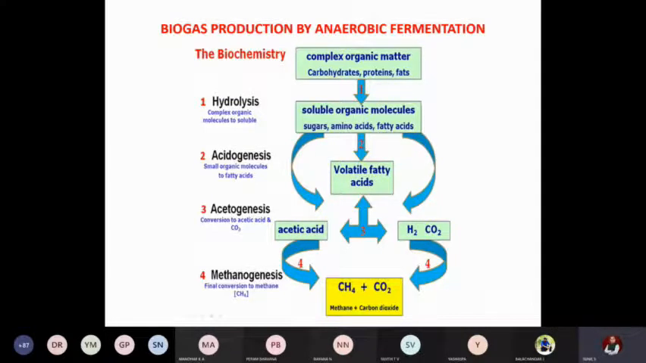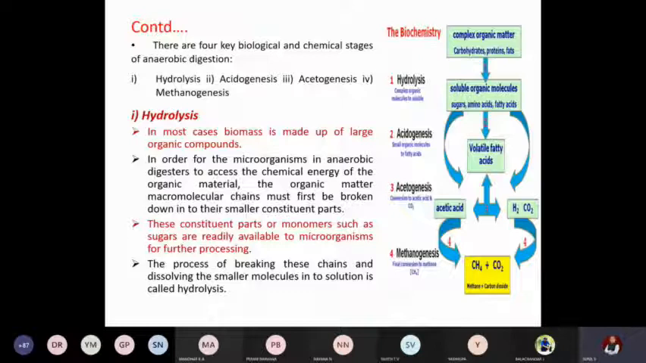Now, first we'll take it step by step. As we discussed, there are four key biological and chemical stages that take place. First one is hydrolysis. Second is acidogenesis. Third is the acetogenesis reaction, and fourth is methanogenesis.